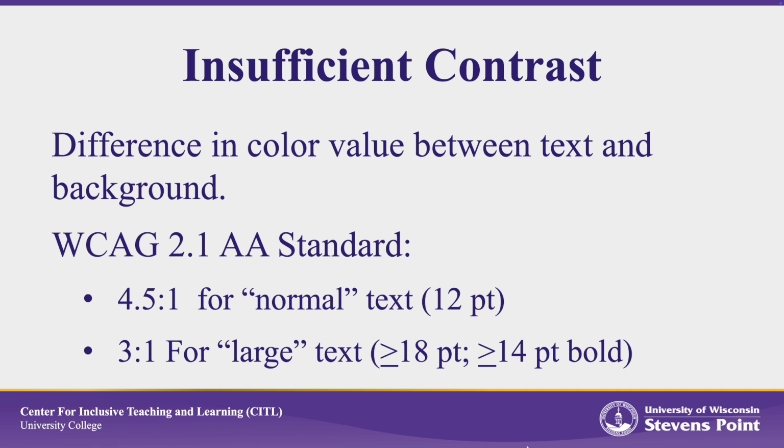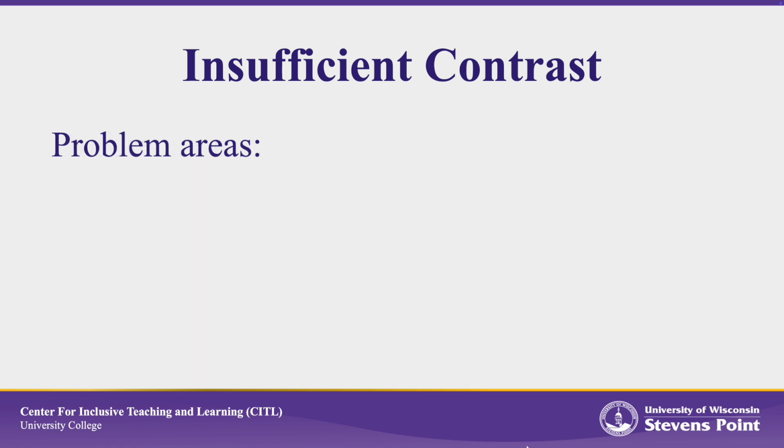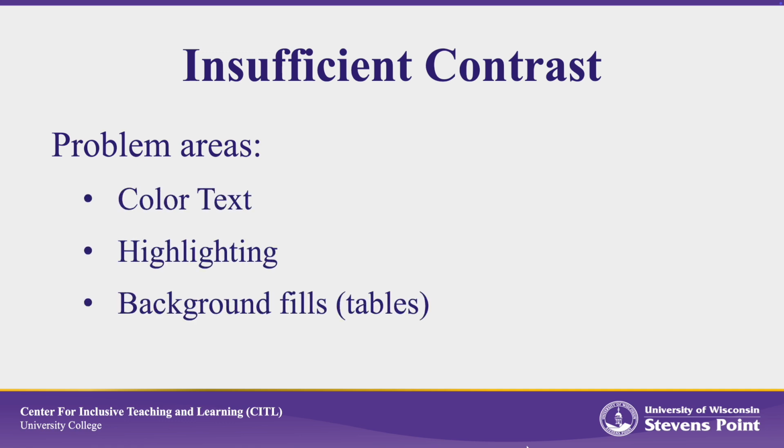If you want to meet a higher accessibility standard, you're welcome to do so. Keep in mind that the guideline for the AAA level specifies a 7 to 1 contrast ratio for normal text. So where are you likely to find contrast problems in your Canvas pages? Well, wherever you've used color text, highlighting, or some type of background fill.